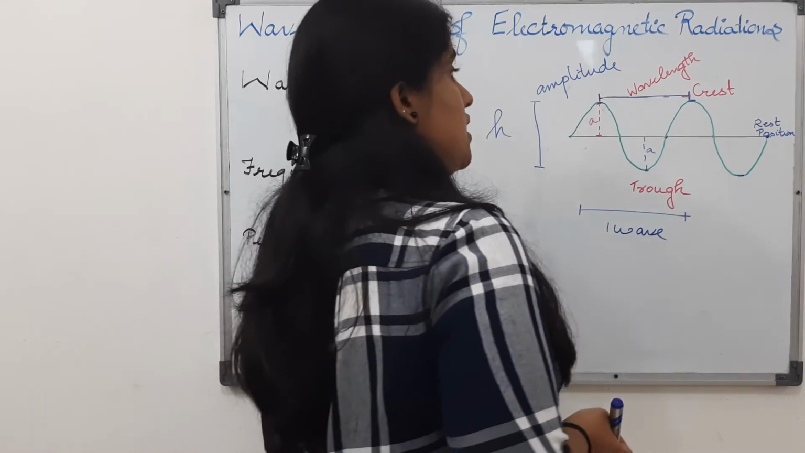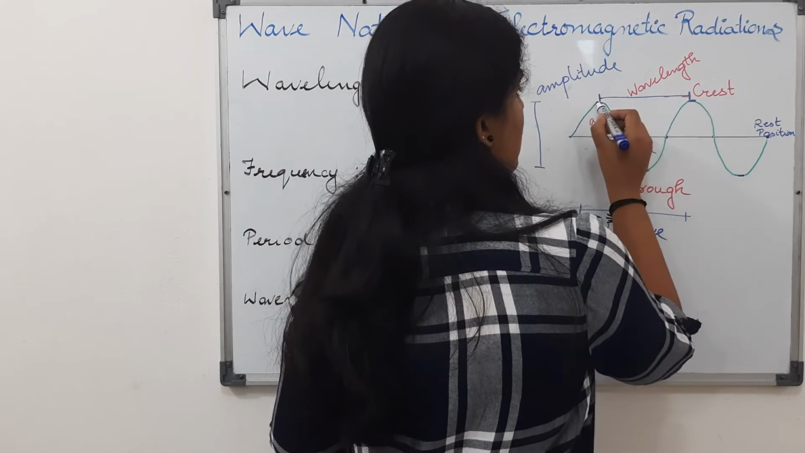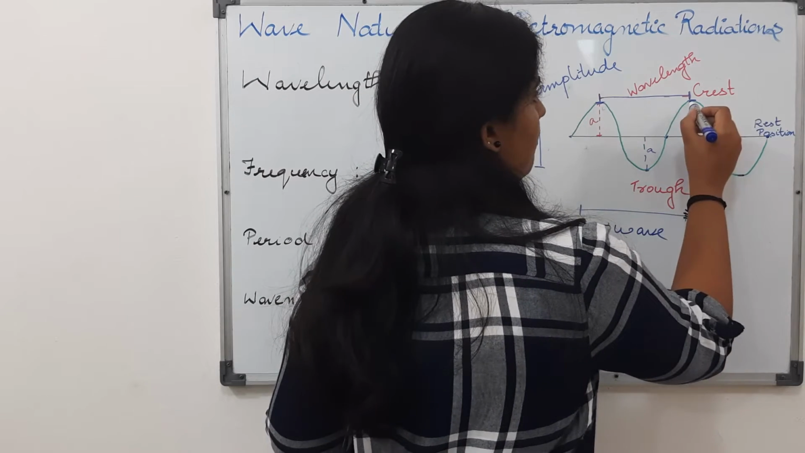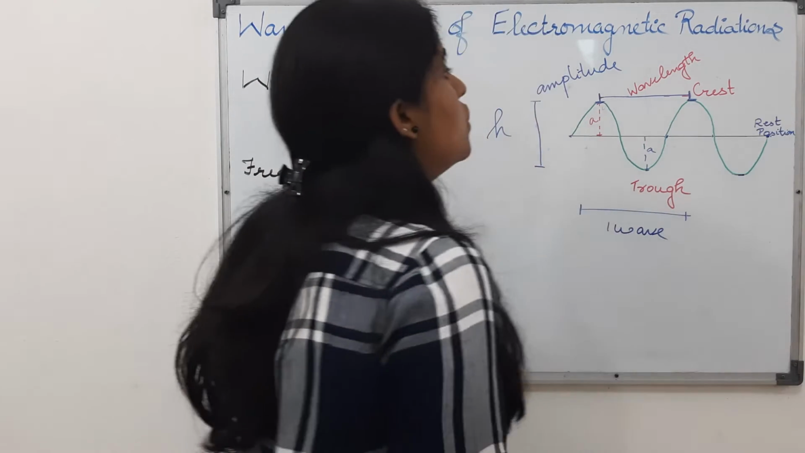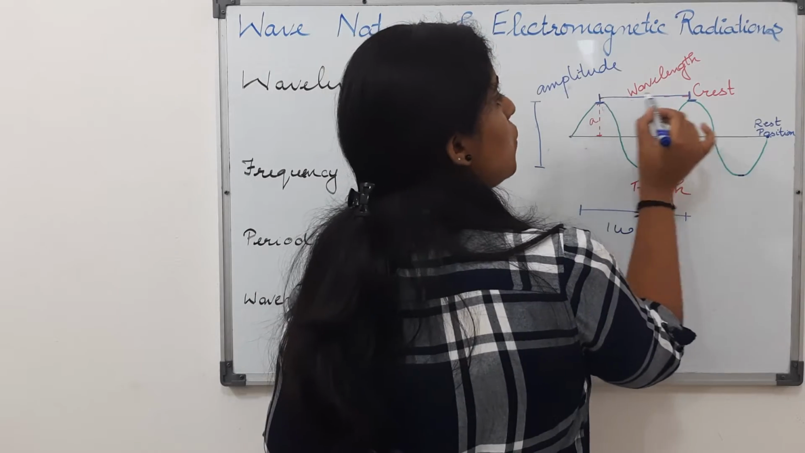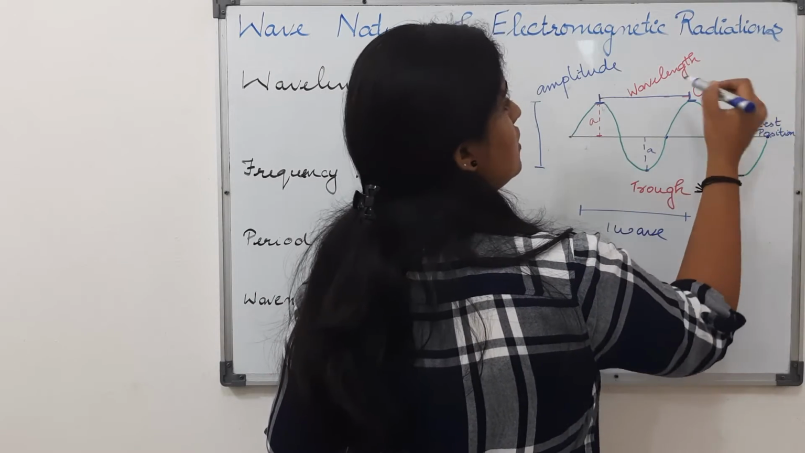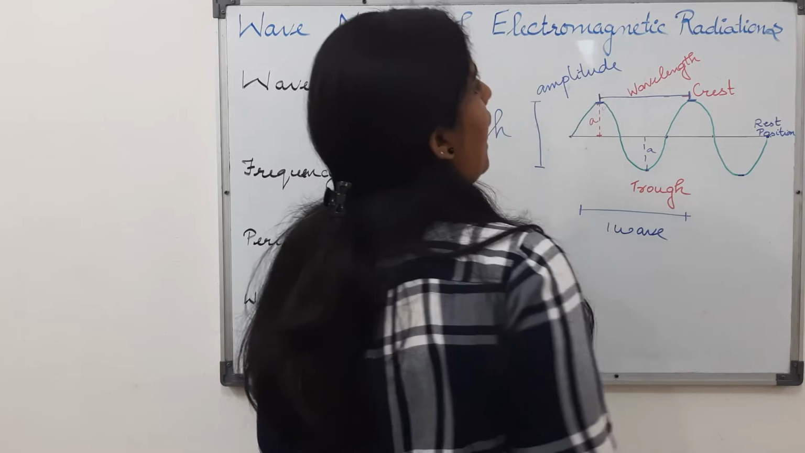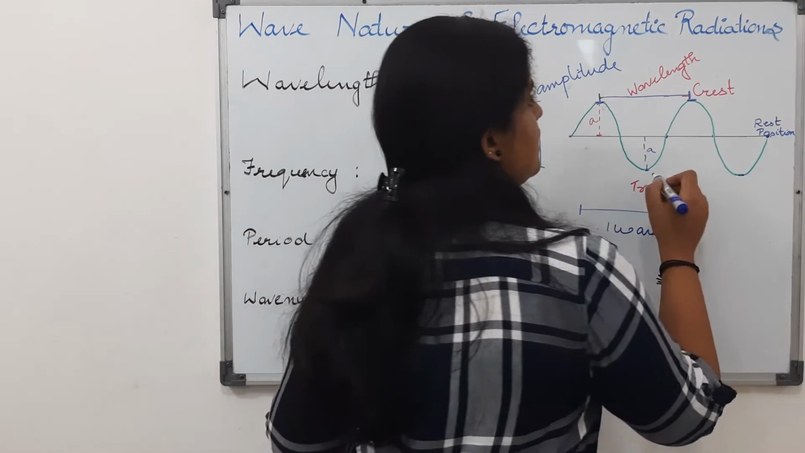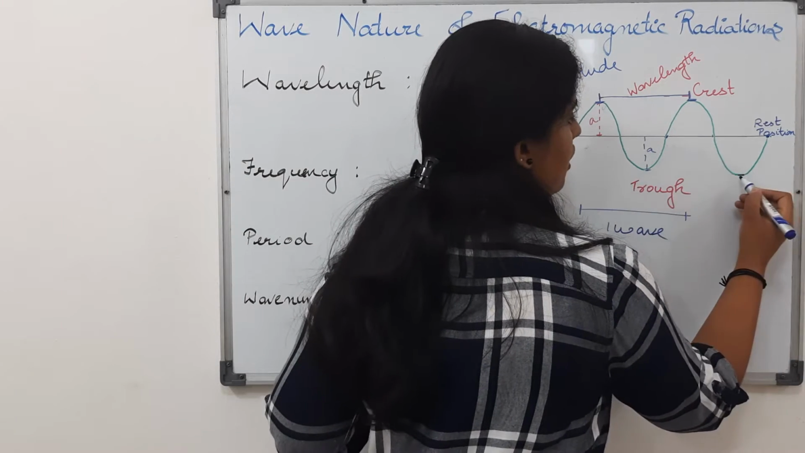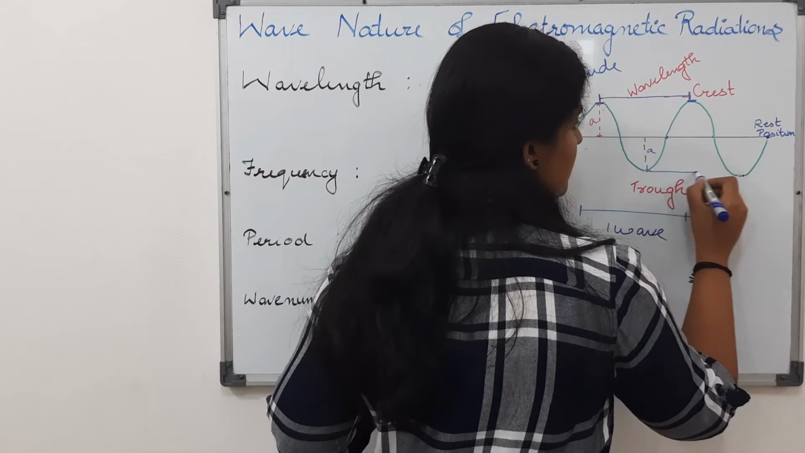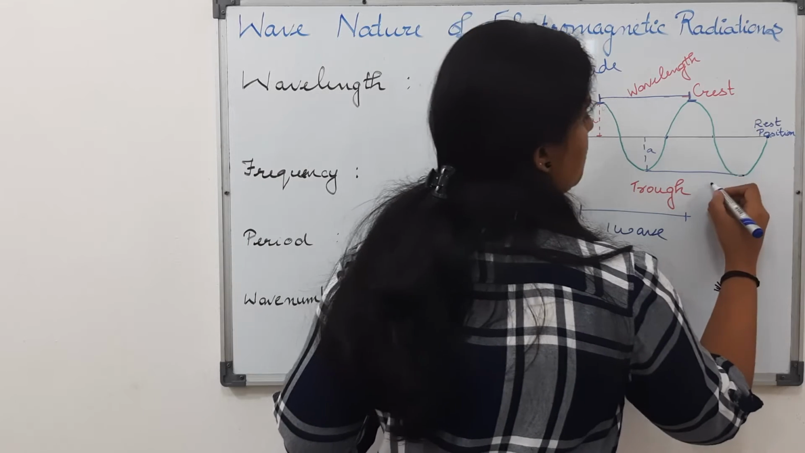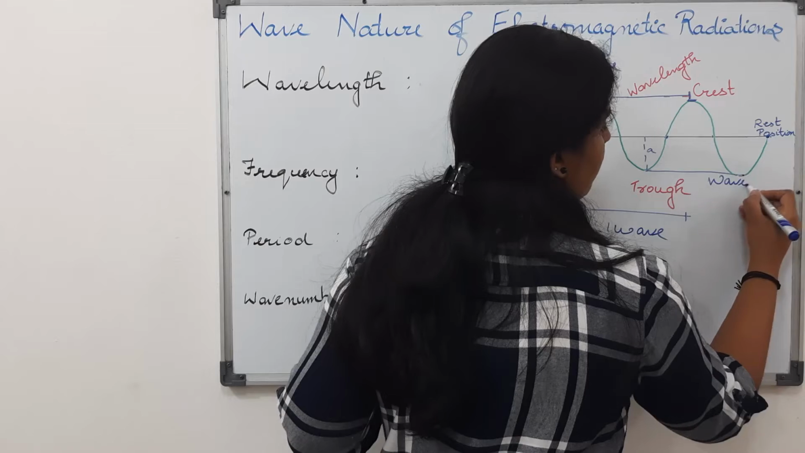Now, the distance between two crests. I have a crest here for my first wave, and then I have my second wave having a crest here. So this distance between the two crests of the waves corresponds to their wavelength, or it can also be the distance between two troughs. That is, I have a trough here, I have a trough here. So this distance between them can also be the wavelength of the wave.